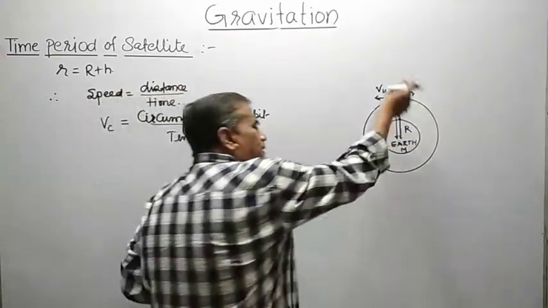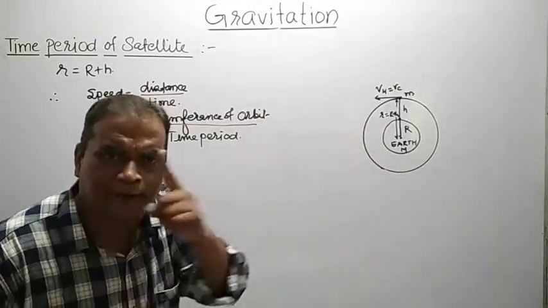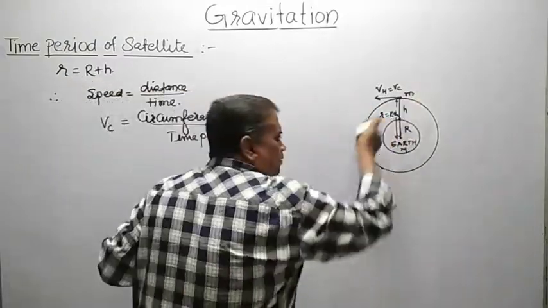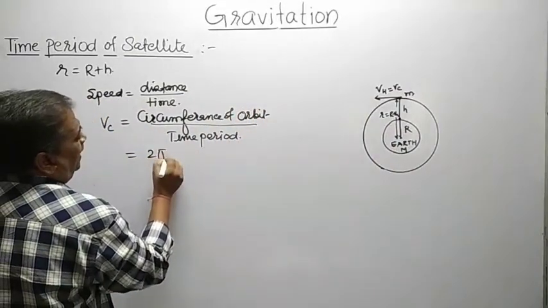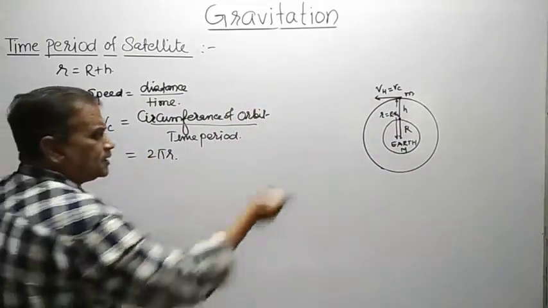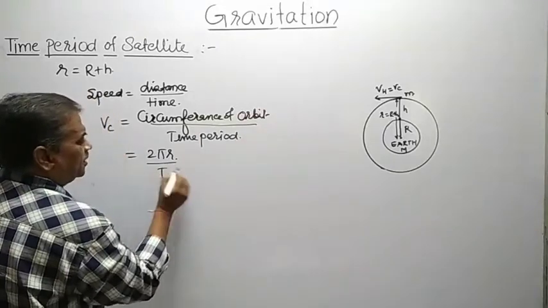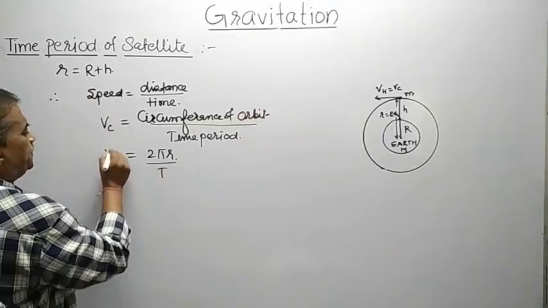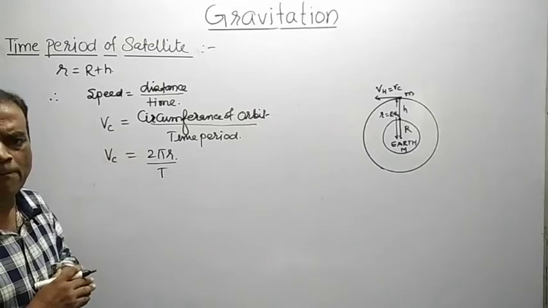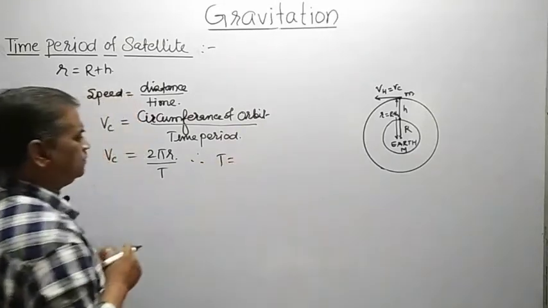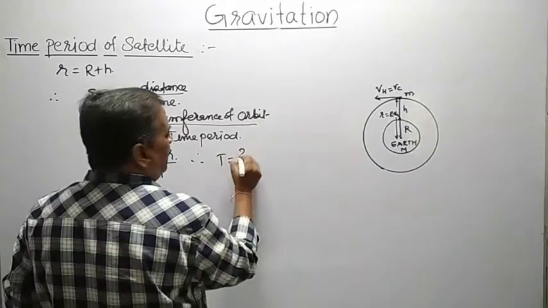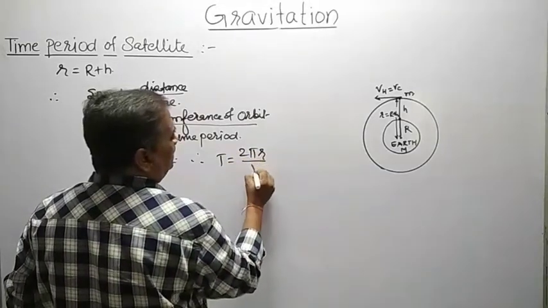What is the circumference of a circle? 2 pi r of radius r. So what is the circumference of a circular orbit of radius small r? The circumference is 2 pi into small r. The time period of the satellite, let it be denoted by T, and the critical speed is Vc. Therefore, the time period T is equal to 2 pi r divided by Vc.